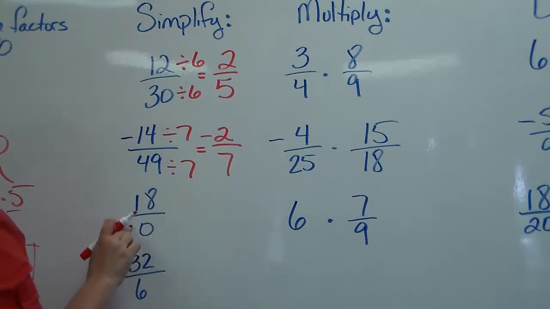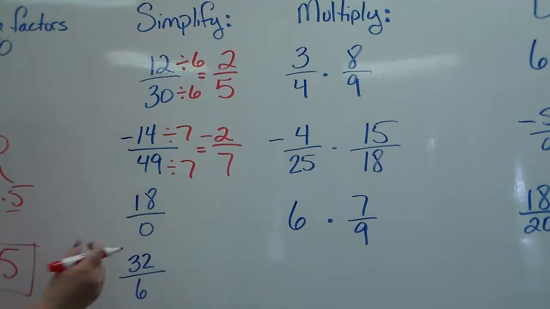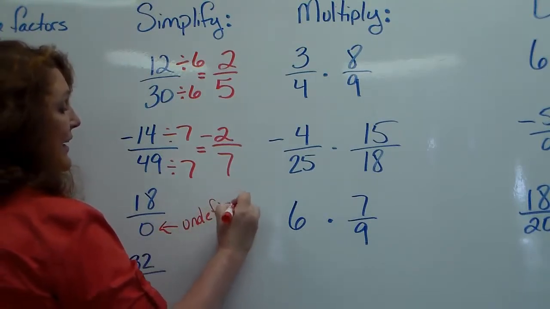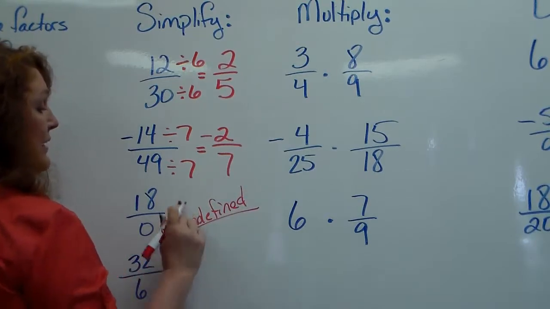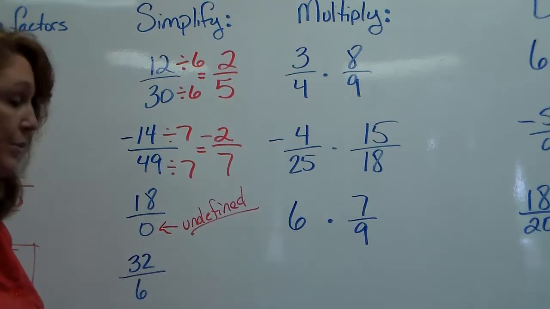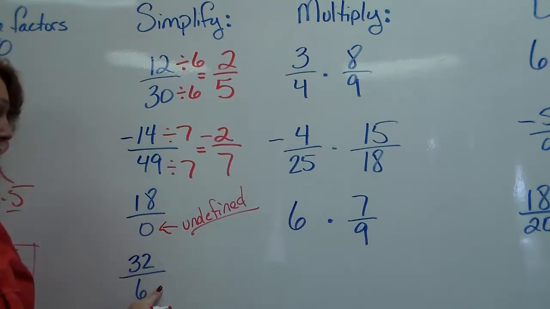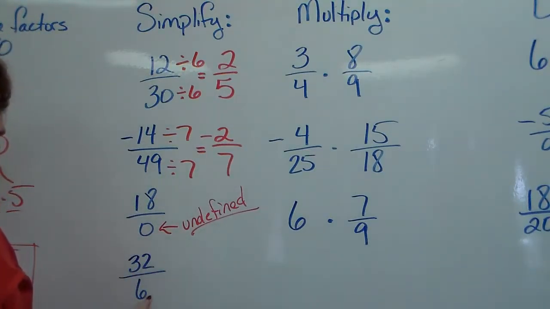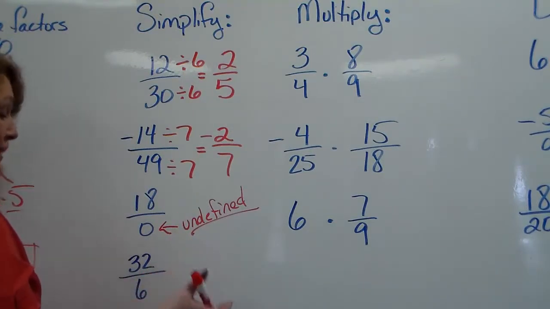18 divided by 0. I threw this in to remind you that anything divided by 0 means it is undefined. It is not 0. Can't be 0. You cannot divide anything into 0 groups. This one I also threw in here because this is an improper fraction and you can't leave it this way. You have to tell me how many times does 6 go into 32? When the top number, the numerator, is bigger than the denominator, you have to simplify it into a mixed number.